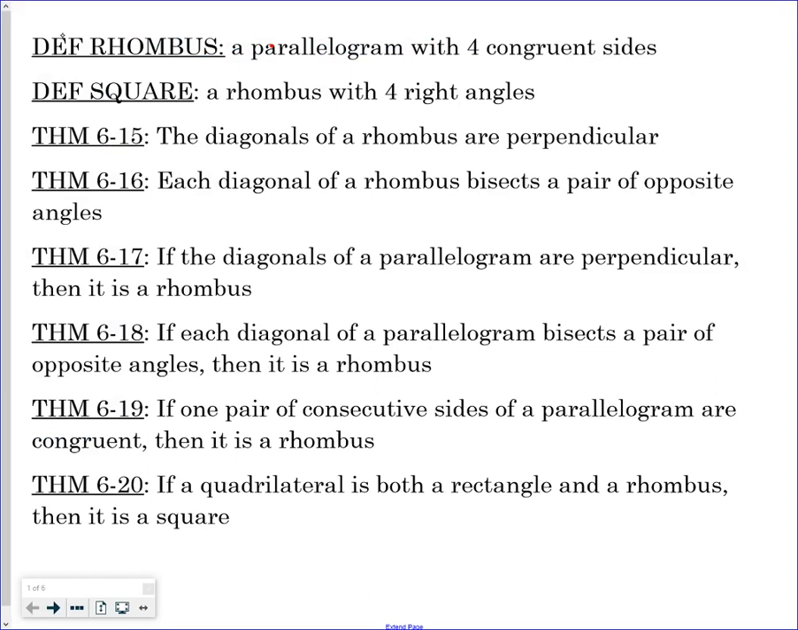Opposite sides are congruent and parallel, right? Opposite angles are congruent. Consecutive angles are supplementary. Like all that stuff's still true, right?